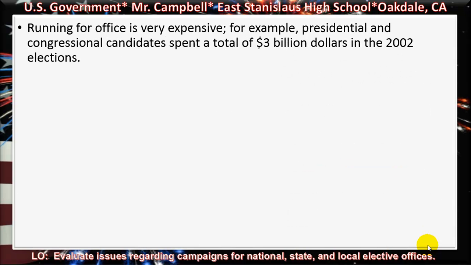Running for office is very expensive. For example, presidential and congressional candidates spent a total of $3 billion in the 2002 elections. And keep in mind, that was 11 years ago. If you adjust for inflation, that's a lot more. And plus, campaign spending has continued to increase in recent years and has really gone through the roof. So it's more important now, more than ever, to be able to raise extremely large amounts of money to run for political office, especially if you're trying to win the White House.